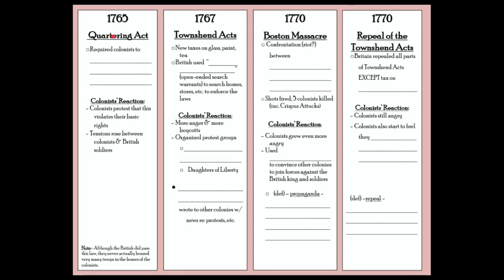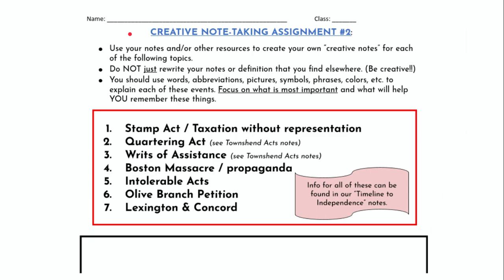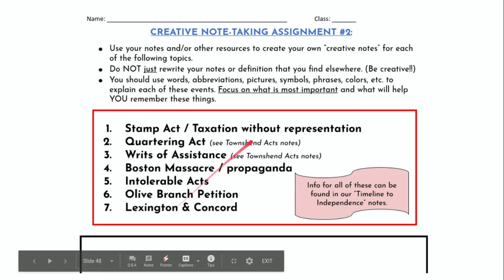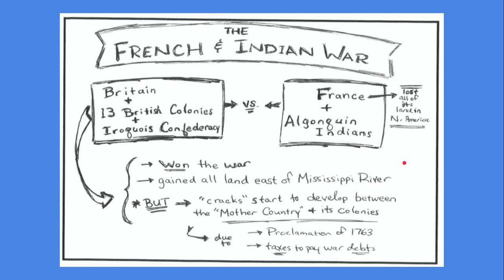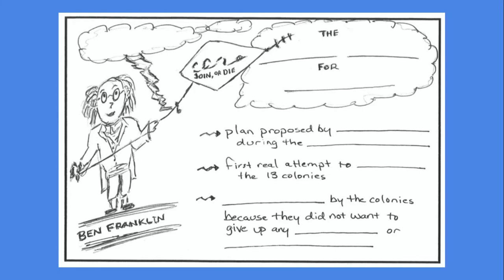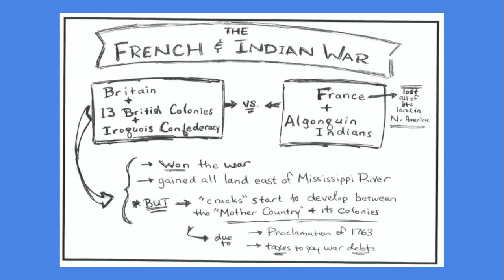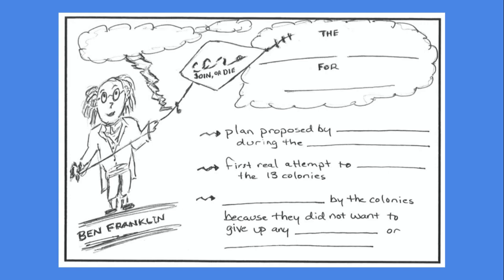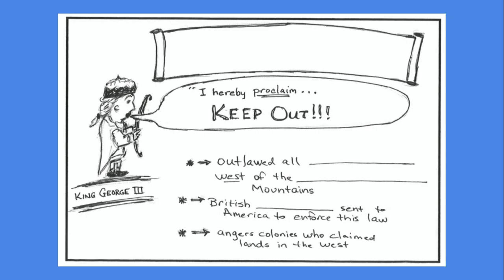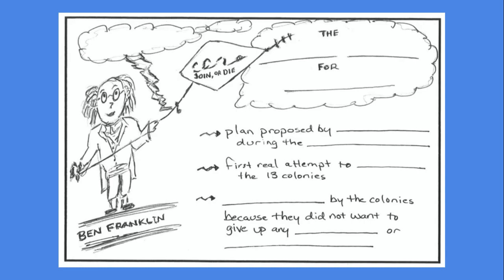That was a mistake about seeing the Townsend Act things. It's right here for you. Okay. You do not need to do numbers 3, 4, 5, 6, and 7. Not now. Only 1 and 2 right now. These are some examples I showed you, but you're not making these same ones. These were about the French and Indian War, the Albany Plan for Union, and the Proclamation of 1763.